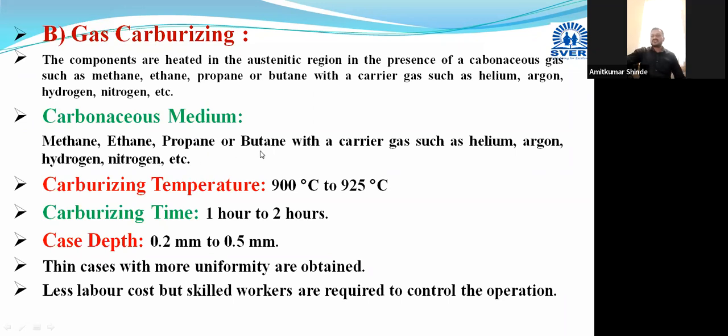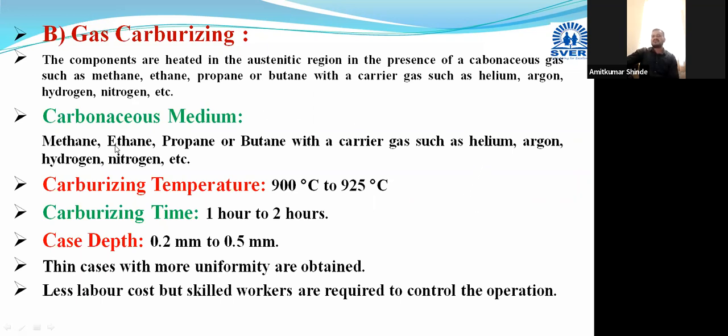You can go for a single medium or a combination, along with carrier gases like helium, or neutral gases like helium and argon, generally used as the carbonaceous medium. Now the component is taken and heated in this gaseous medium, which will provide you the carbon, in the temperature range of 900 degrees Celsius to 925 degrees Celsius for 1 to 2 hours.